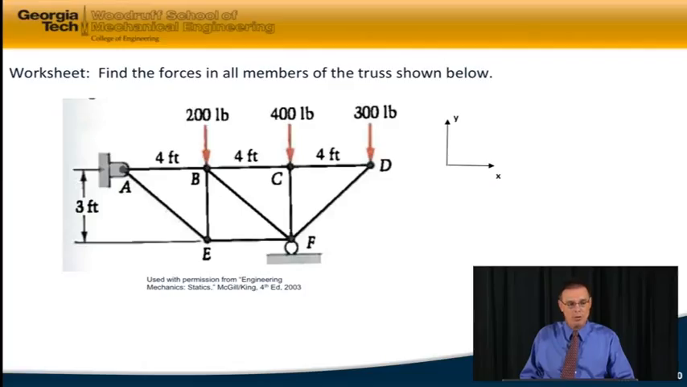So let's go ahead and have you do one on your own. Here's a truss where you can analyze using the method of joints, and I've got the solution in the module handouts.